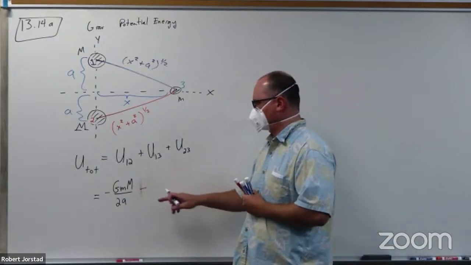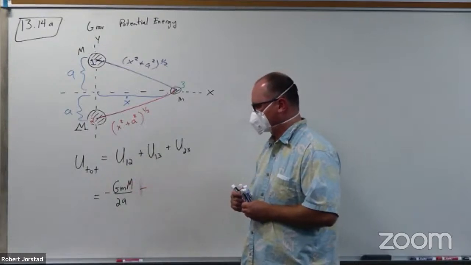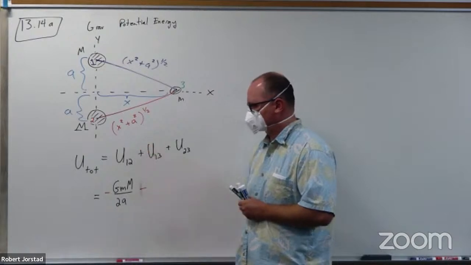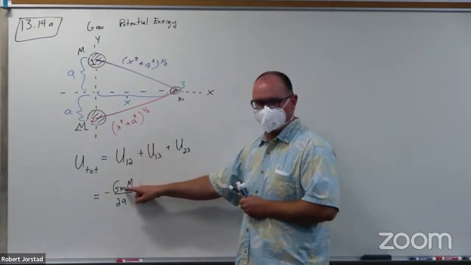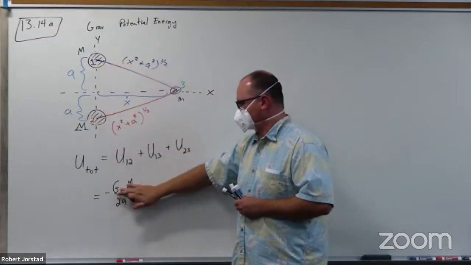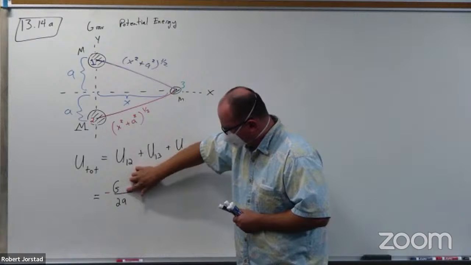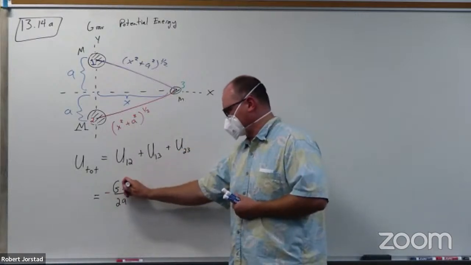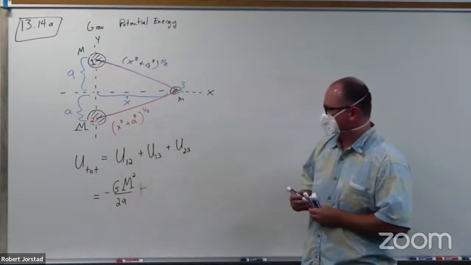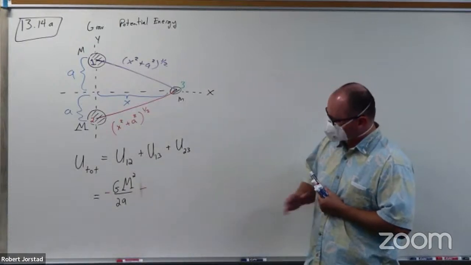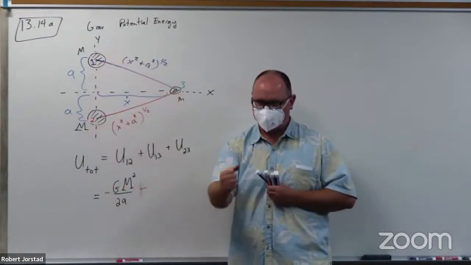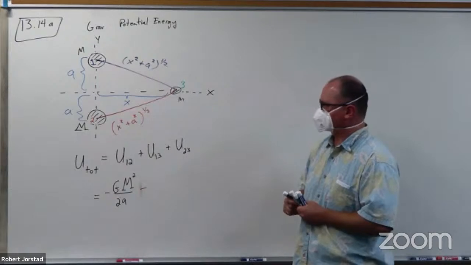Wait a minute. What did I screw up in U12? I screwed something up. Oh, the masses. Do you agree it's not big M and little m for 1 and 2? I screwed up. It's not 2M, it's M squared, big M squared. Sorry about that. Everybody agree? Now that's looking good. I have the right masses, the right distance, and I got the minus sign. Check. Moving on. 1, 3.